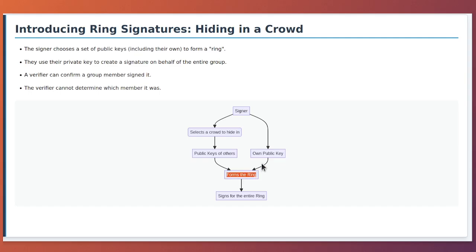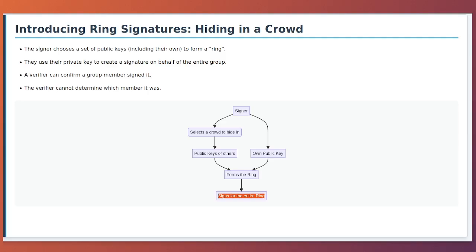Then, using their unique private key, the true signer generates a signature that appears to be from the entire group. When a verifier checks the signature, the verifier can confirm with certainty that one of the public keys in the ring corresponds to the private key that signed the message. However, the verifier has absolutely no way of knowing which one. As far as any observer is concerned, every member of the ring has an equal probability of being the true signer.